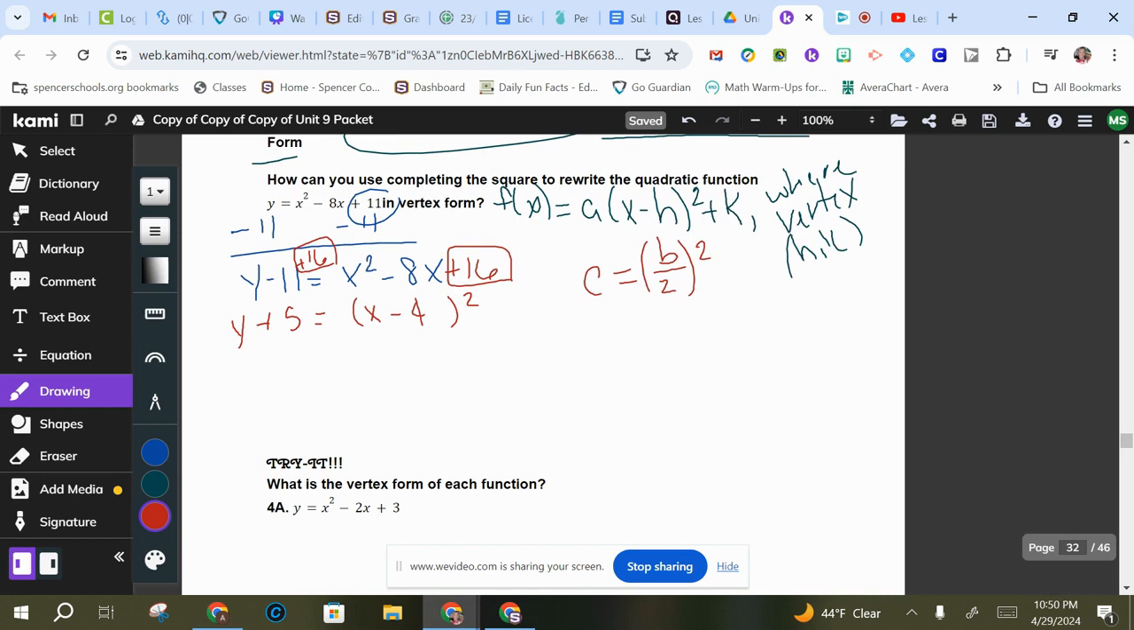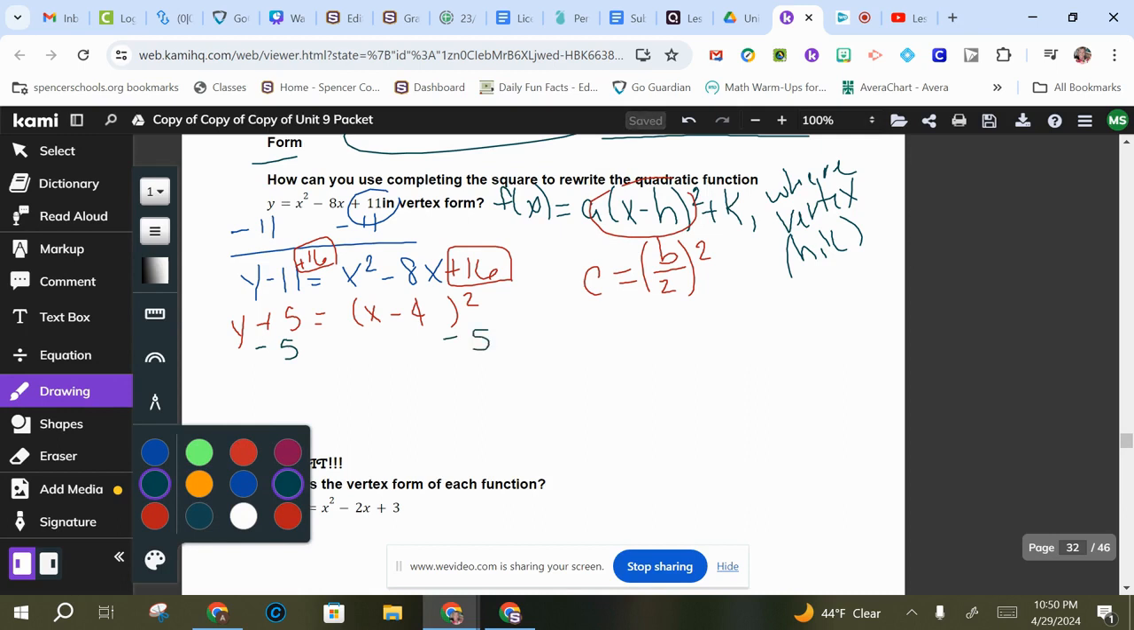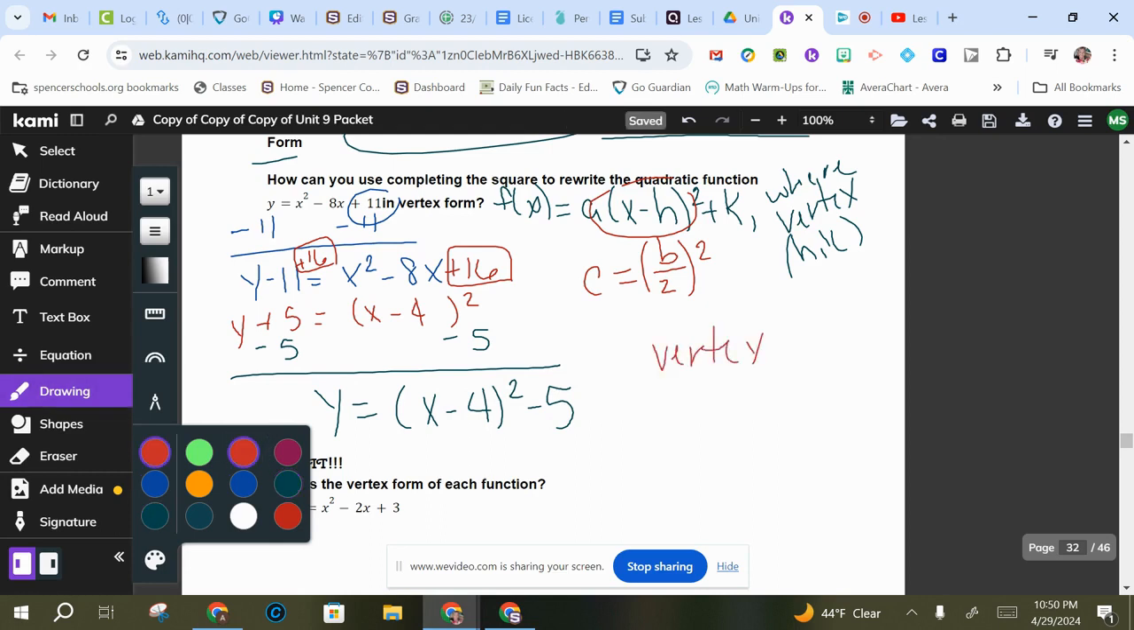Well, if you look back at the vertex form, we're taking care of this part, we need to do the plus k, and that's the easy part. Since I want y by itself to make the equation, I'm just going to subtract 5 from both sides, and I get y equals x minus 4 squared minus 5. Now, it doesn't ask me what the vertex is, but just to remember, your vertex is your h and your k. So in this case, it's 4 and -5.